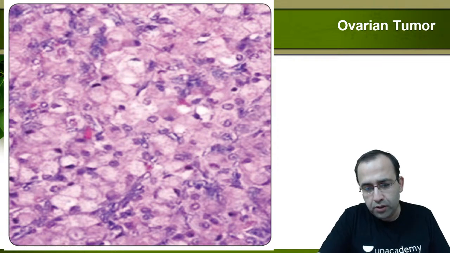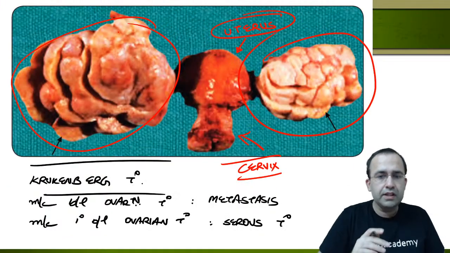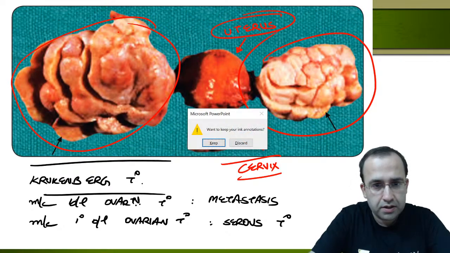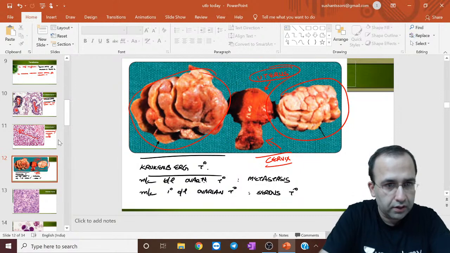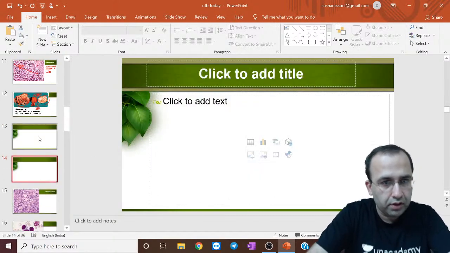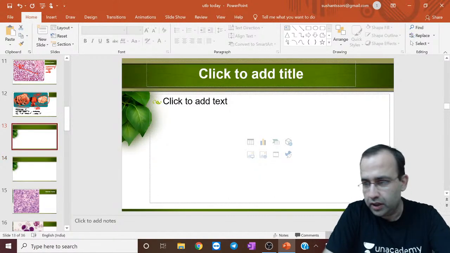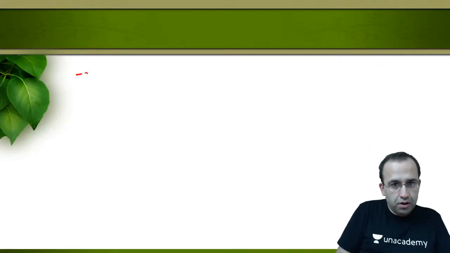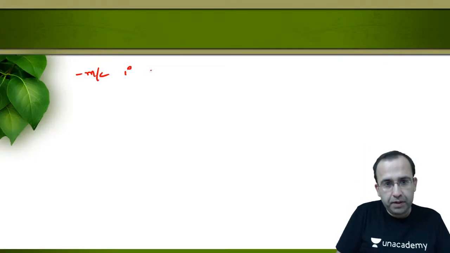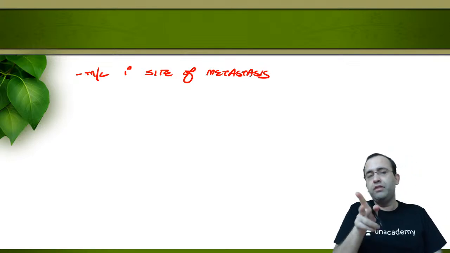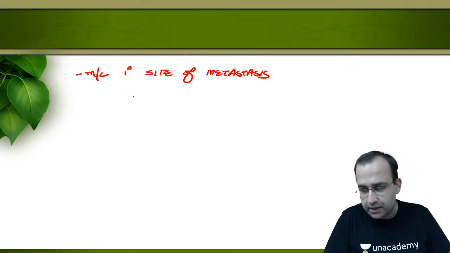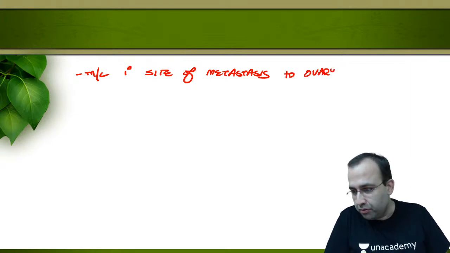Diagnosis. Before I go to this, first tell me the answer to this. Which is the most common site? Just a sec. Let me add 1-2 slides here. And now tell me the answer. Which is the most common primary site of metastasis to ovaries. We have just seen that most common bilateral ovarian tumor is metastasis. Answer. Most common primary site of metastasis to ovary.